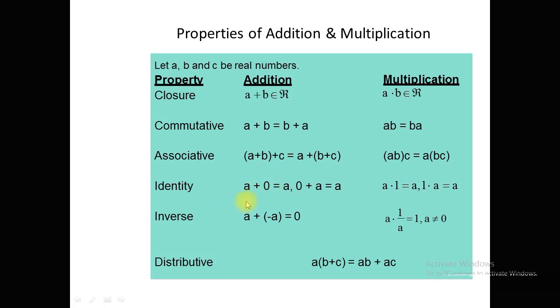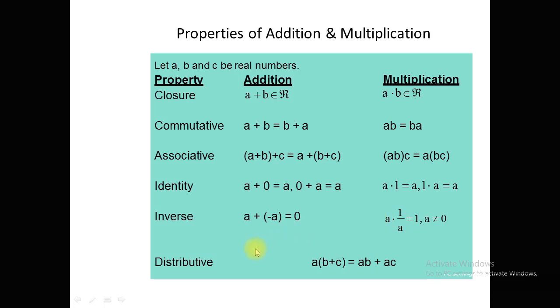In the set of real numbers, there exists the additive inverse for each real number. Additive inverse means that for any real number a there exists a number minus a such that a plus minus a is equal to 0. And in the set of real numbers there exists a multiplicative inverse for every real number except 0. Suppose for any real number a there exists 1 over a, also a real number, such that a dot 1 over a is equal to 1, where a does not equal 0. So in the set of real numbers, 0 has no multiplicative inverse.